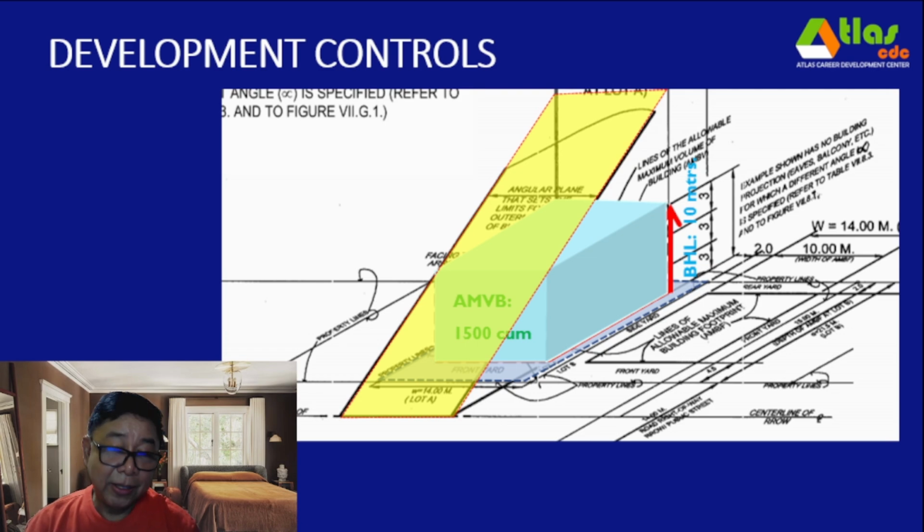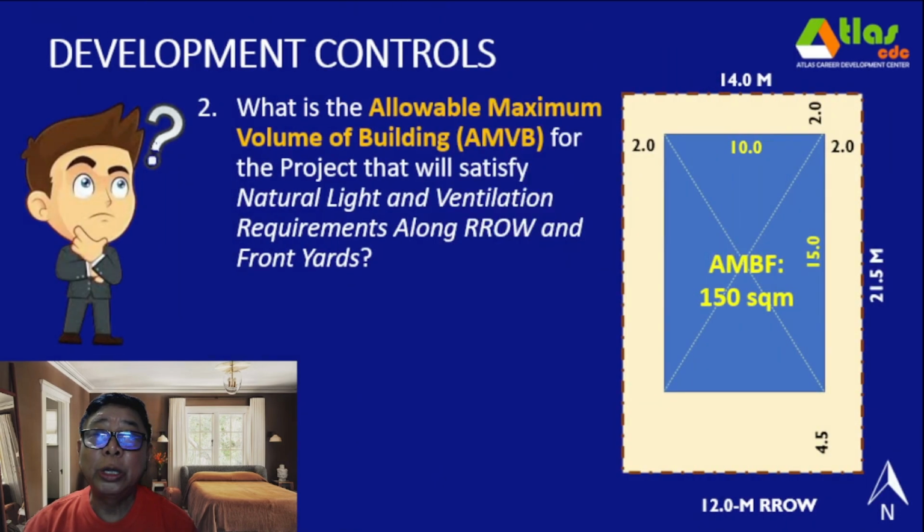So if that is the case, then we are now going to compute for the second AMVB value, and that is our AMVB that will satisfy natural light and ventilation requirements along road right-of-ways and front yards. So to do this one, it will be best to make a cross section of the site. However, we have to consider the slope of the site and the width of the road.